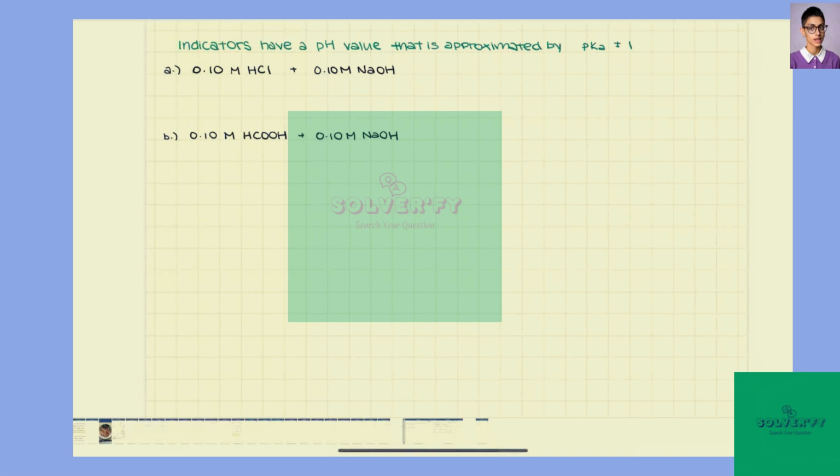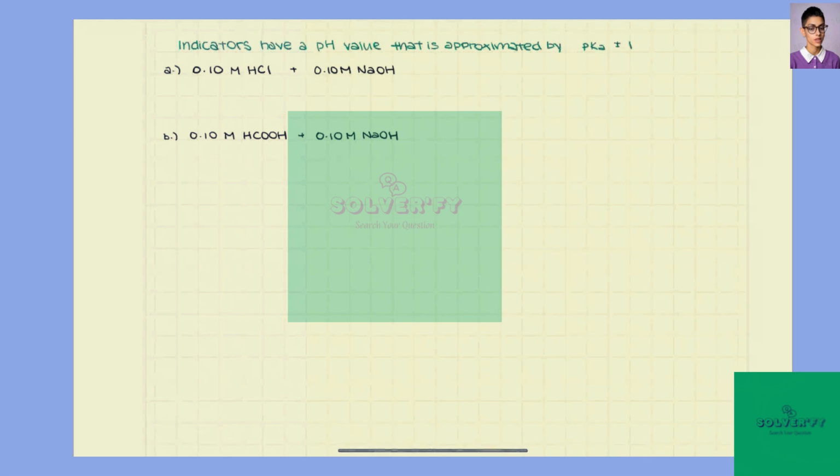In this problem, we are trying to find our indicator for each of the following titrations. We know that indicators will have a pH value that is approximated by pKa plus or minus 1. For part A, we are given 0.1 molarity of HCl, which is a strong acid, and 0.1 molarity of NaOH, which is a strong base.